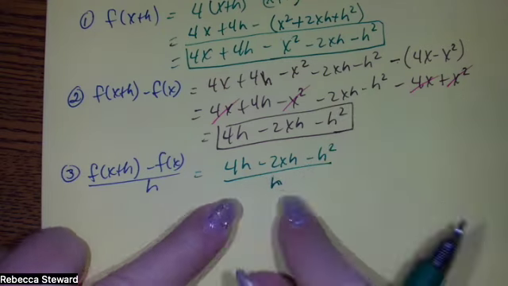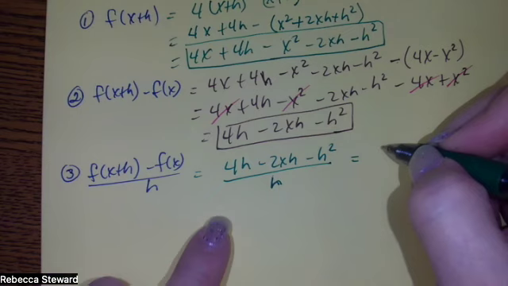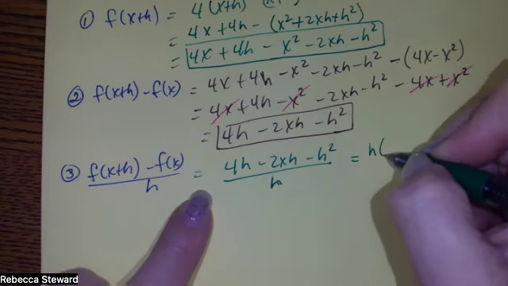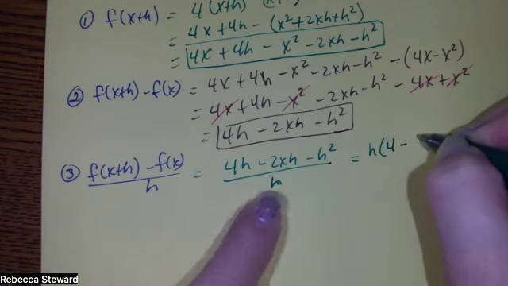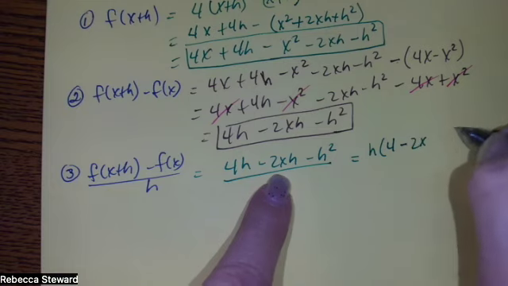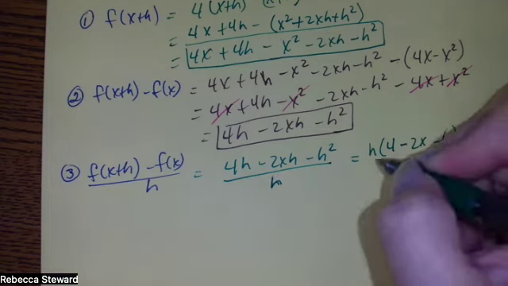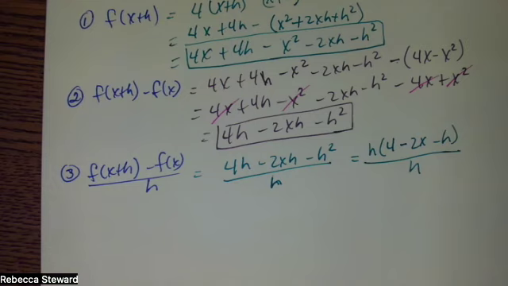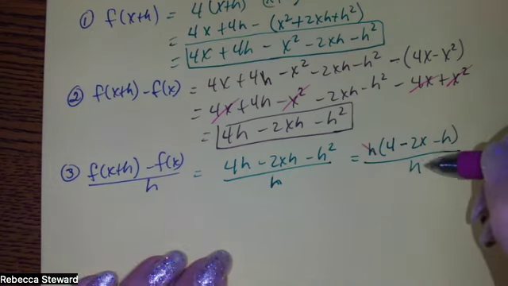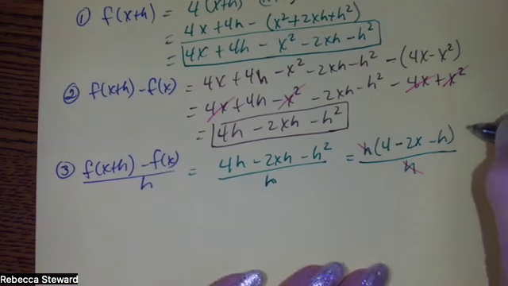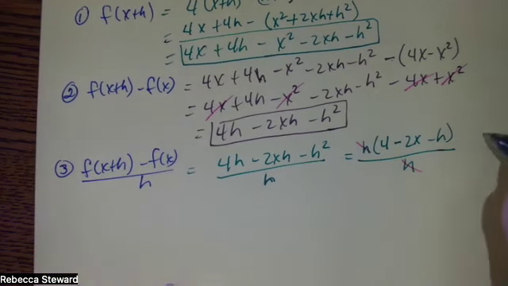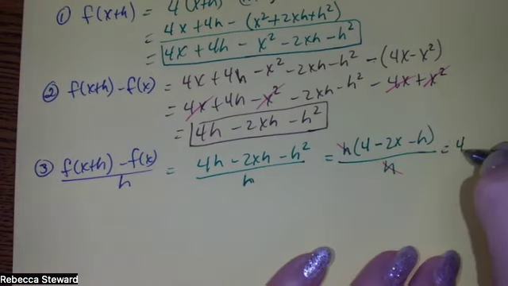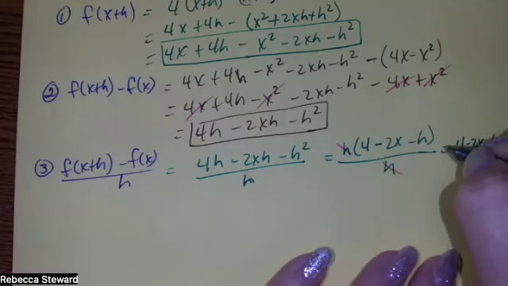So that way we can cancel that denominator. I'm going to go ahead and go this way. So we're going to get an h factored out. That'll leave us with 4 minus 2x minus h all over h. And our h's again will cancel, and we are left with 4 minus 2x minus h.